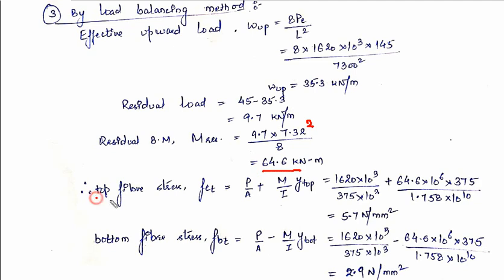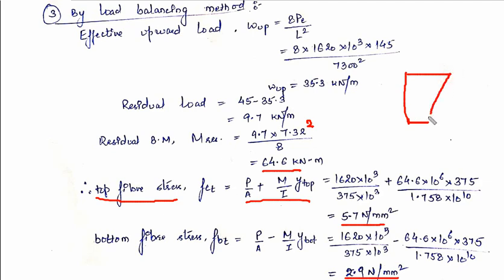Now the value of the stress at the topmost fiber will be the same formula, P/A plus M/I into y top. Just put all the values, we will get the value of the stress at the topmost fiber to be 5.7 Newton per mm square, and at the bottommost fiber to be 2.9 Newton per mm square. So at the topmost fiber, the value is coming out to be 5.7. So this value will be much larger. And at the bottommost fiber, the value is coming out to be 2.9.